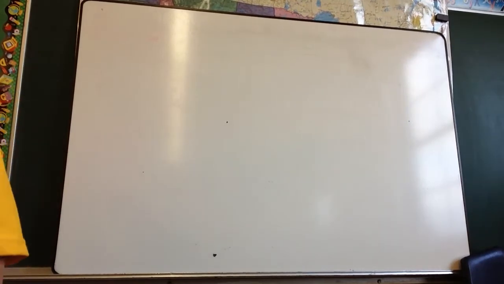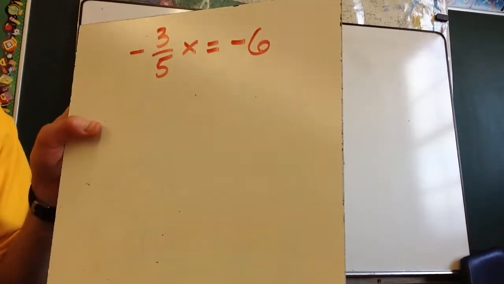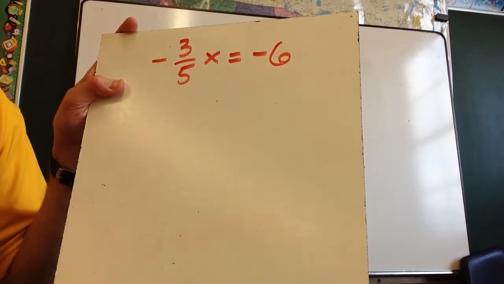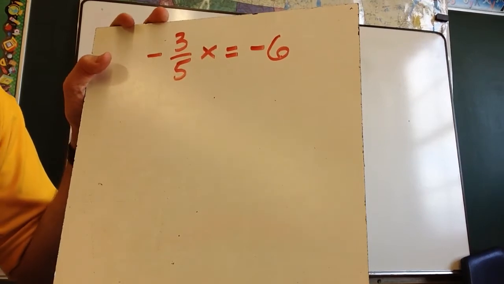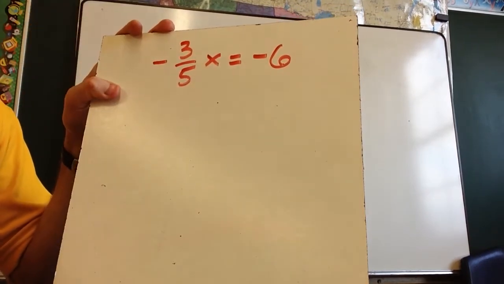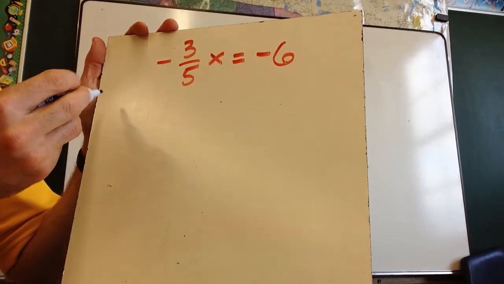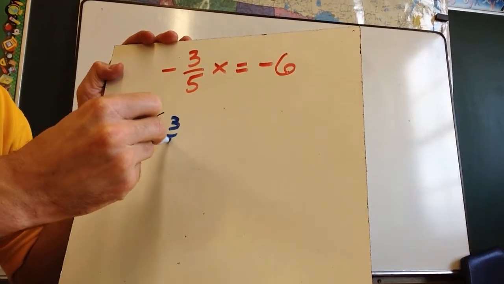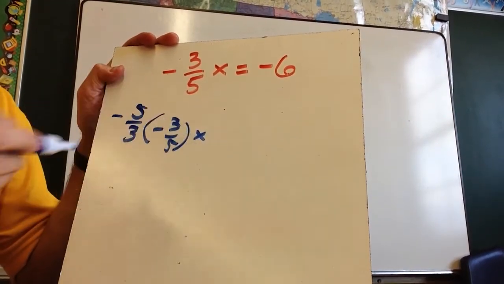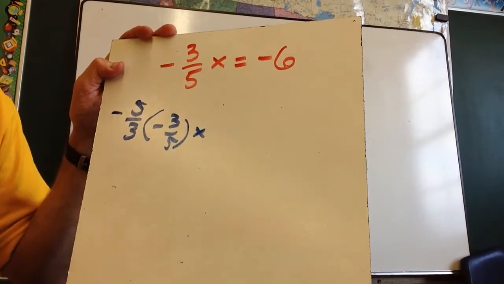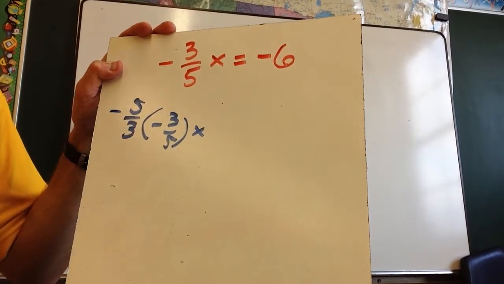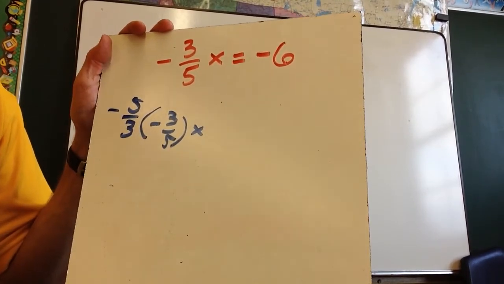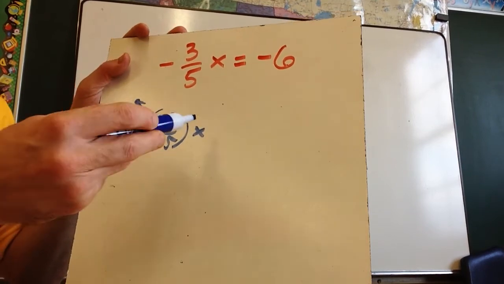All right, talk about one last problem. So the idea here is that I've got negative 3/5 times x equals negative 6. And so what I'm going to do is use a trick where I'm going to take this fraction and I'm going to flip it. Okay, and so if I flip this fraction and I multiply it by negative 5/3 times negative 3/5 times x, I'm just going to put the negative 3/5 in parentheses. What you can see is that this negative times negative is going to give me a positive. 5 times 3 over 3 times 5 is going to give me 15 over 15, which is the same as 1. So I'm going to end up isolating the x.